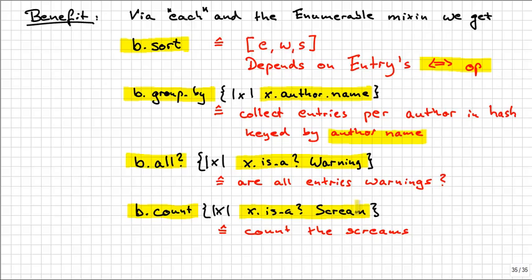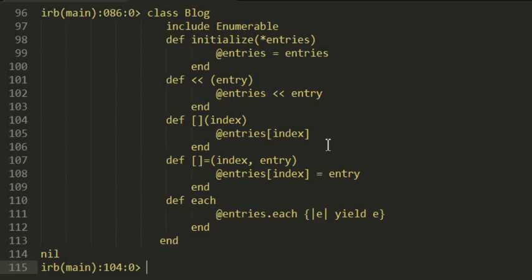As you can see, using mixins gives us a broad range of behaviors that we can incorporate into classes without having to do a lot of work on our own. So in the IRB, I have defined class Blog, this time with the mixin for Enumerable. And you can see the each method defined as we just discussed. So for each entry, we yield control to whatever the block is that is applied to this each method.